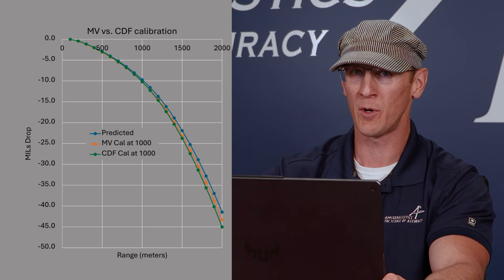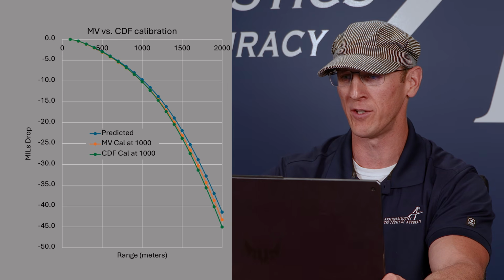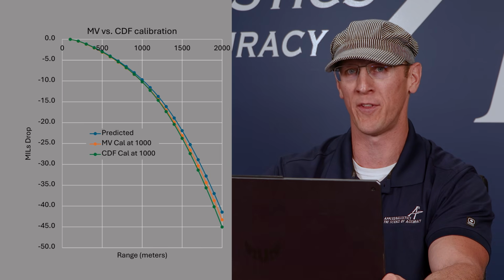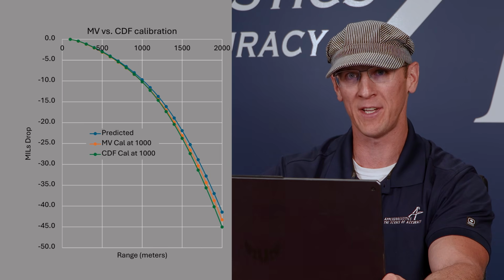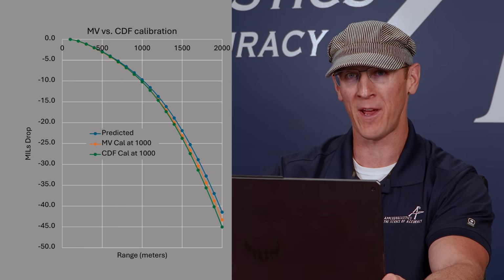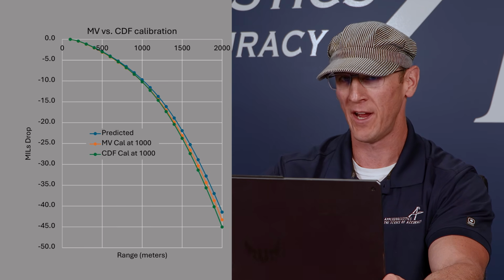All right, now there's two choices. We can calibrate that 0.5 mil of error at 1,000 meters out with muzzle velocity cal or with CDF cal. We're going to look at examples of doing it each way. In the first place, if we do an MV cal, first I just want to show you what that does to your trajectory everywhere else.